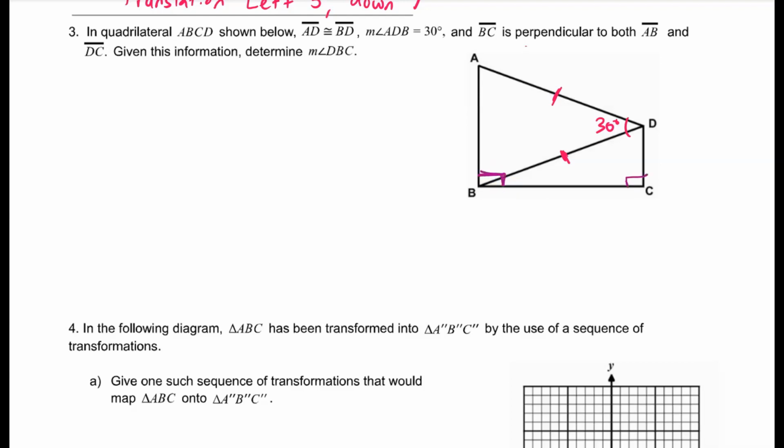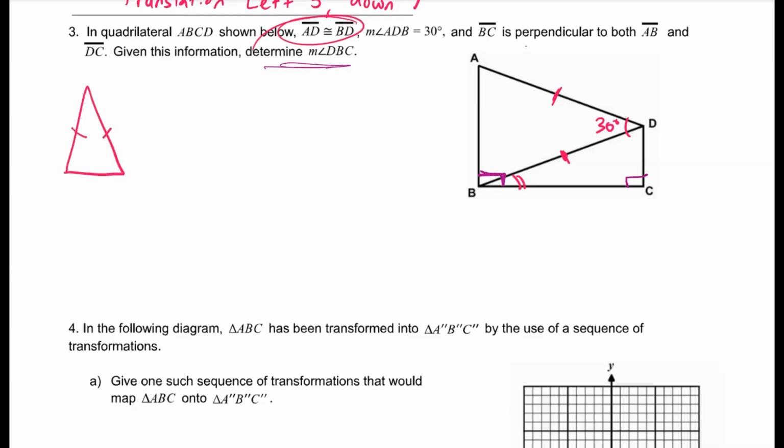I don't know if that helps me yet, but I'm going to continue reading the problem. Given this information, determine the measure of angle DBC. So that little sliver right in there. It almost looks like I don't have enough information here, but you have to think about, why did they tell us that two sides of that triangle ADB were congruent?